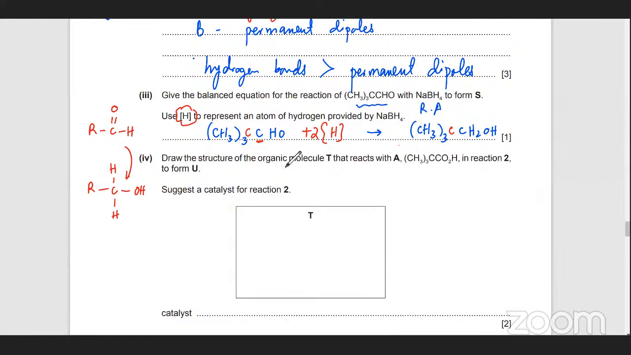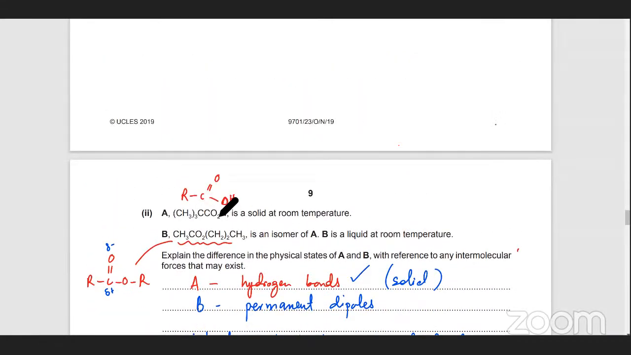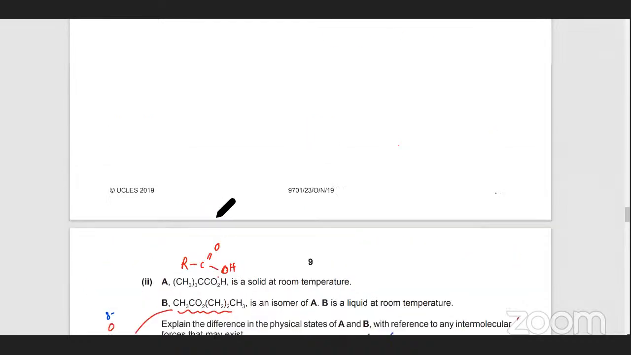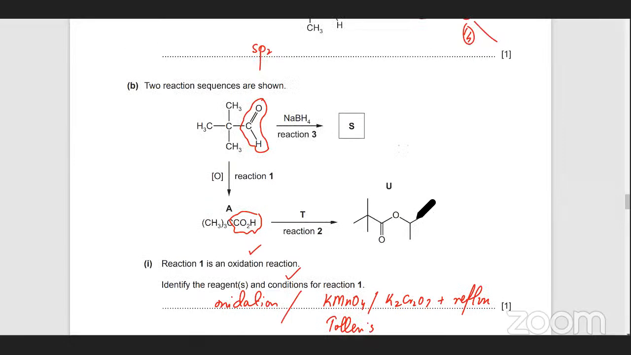ये क्या कह रहा है? Draw the structure of the organic molecule that reacts with A. What is A? A जाके find where did A go? 1 second, let me. So what is A? A is a carboxylic acid. And where did U come from? So this is U. So U is an ester. So he's talking about this reaction over here.